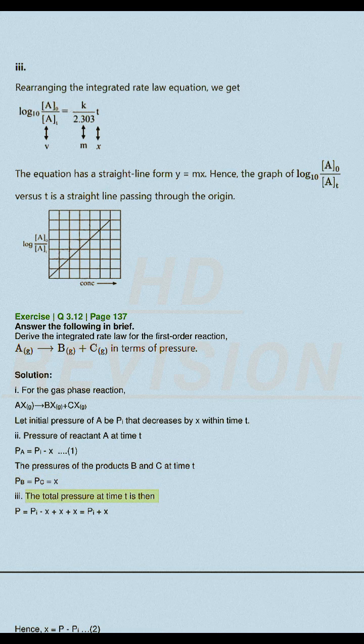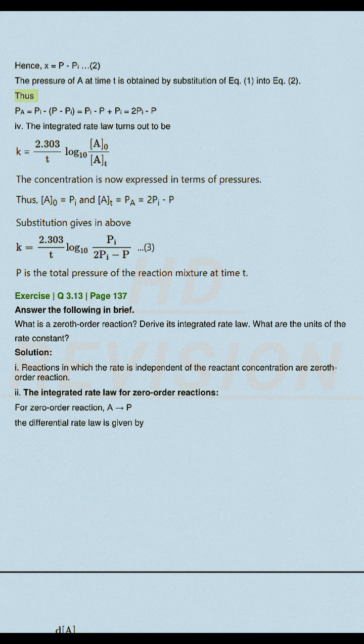The total pressure at time t is then P = Pi - x + x + x = Pi + x. Hence, x = P - Pi. (2) The pressure of A at time t is obtained by substitution of Eq. 1 into Eq. 2. Thus, Pa = Pi - (P - Pi) = Pi - P + Pi = 2Pi - P. The integrated rate law turns out to be as follows.